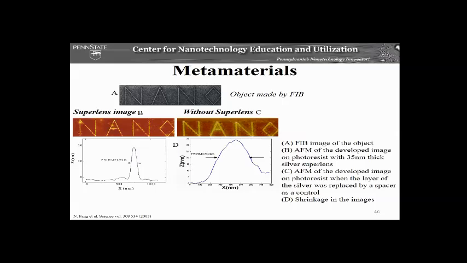So they wrote this little pattern with what we call focused ion beam, just with ions on a silicon surface. And they wanted to resolve that image. They used the super lens that Sir John Pendry used, and they get this nice image. Without the super lens, you can see how lousy the image can get.